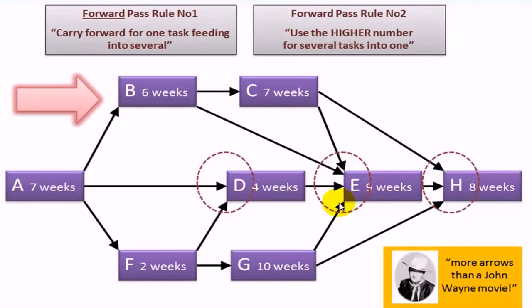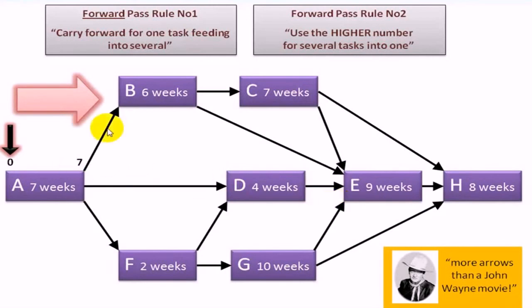So let's go through this exactly how you'd want to do under exam conditions. First thing, of course, is you take your first task, and we put a 0 there, and we add the duration. Now this obviously feeds into 3 tasks.